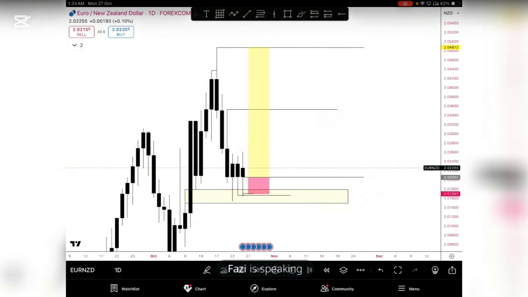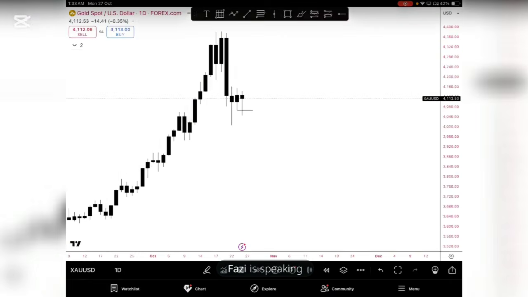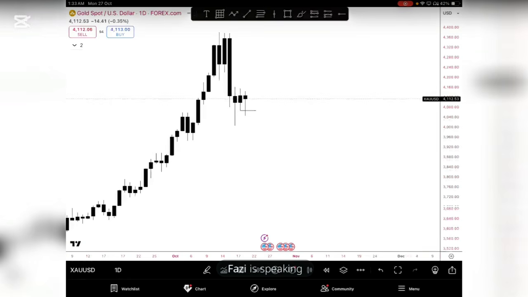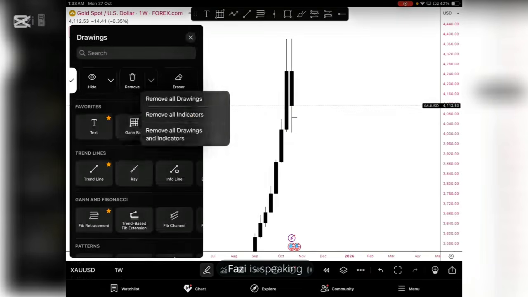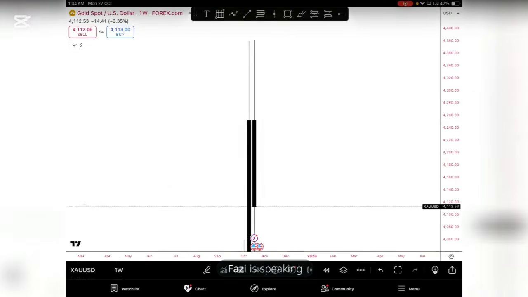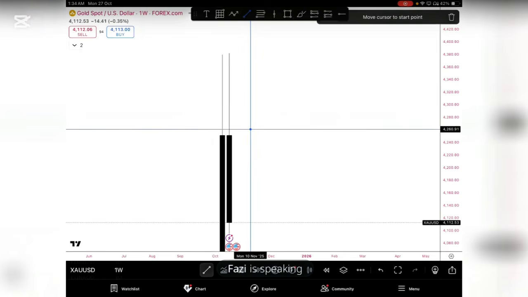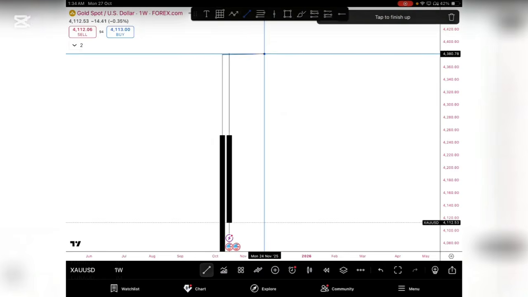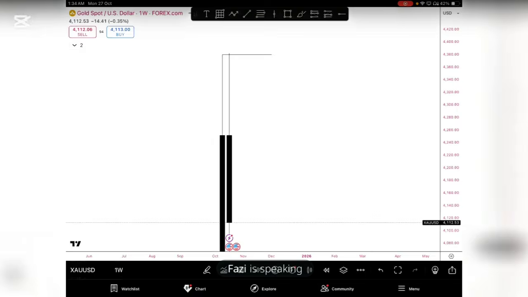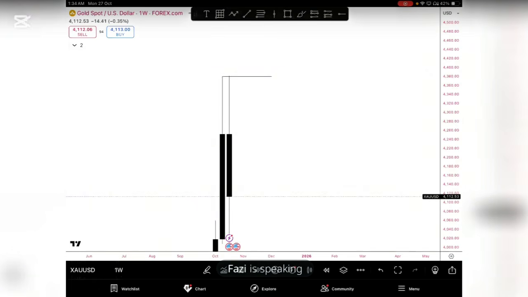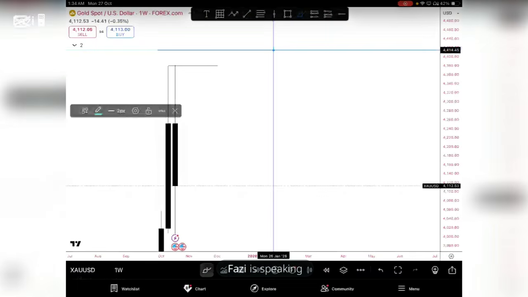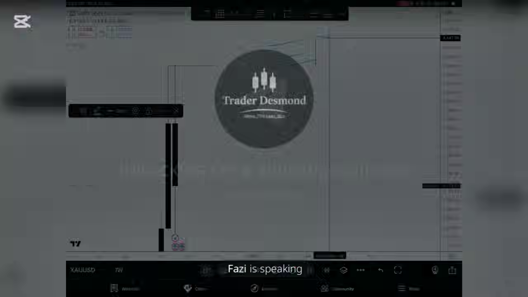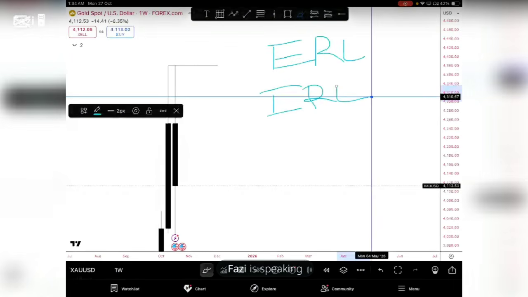So what are we looking at in gold? Let's get into the weekly time frame. So what happened on weekly? The weekly gives you a sweep. All right. So what it means is the price is in a bullish environment, and we are in a retracement phase. In retracement phases, the price moves from external range liquidity to internal range liquidity. Understand? So now let's get into the daily.